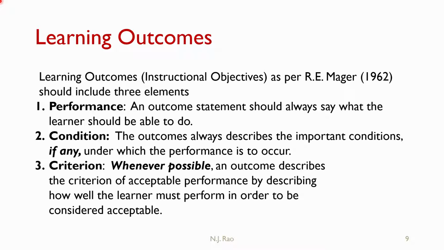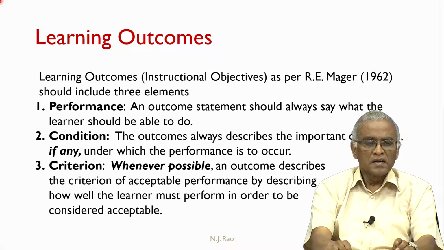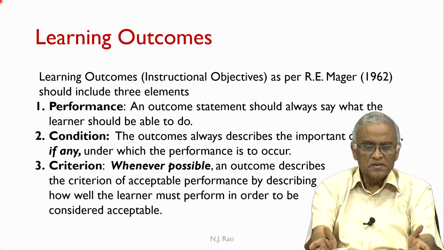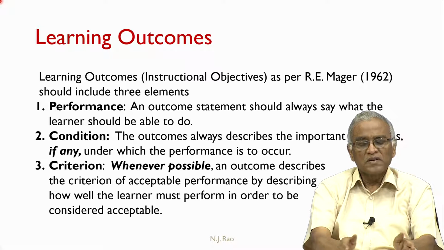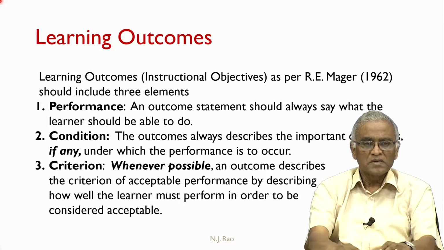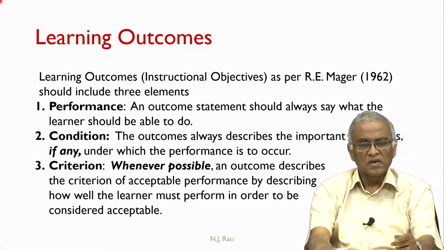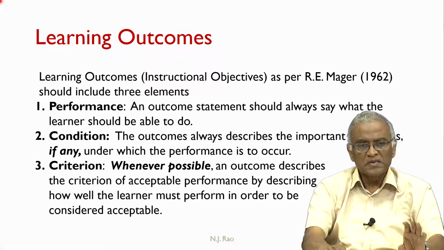And then condition. The outcomes always describe the important conditions, if any, under which the performance is to occur. For example, at school level, a student should be able to, let us say, add 7-digit numbers on paper and pencil, which means the condition is paper and pencil. But I need not even set that condition. Instead of paper and pencil I do not write anything. So, the student is welcome to use a calculator, a paper and pencil, or maybe even a laptop, or whatever that you want to call. So, condition, if any, means it is optional.